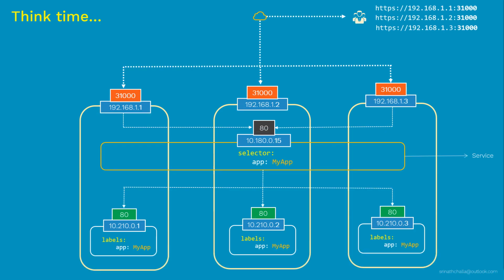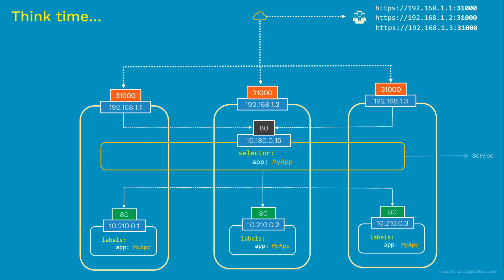Here is one of the scenarios that we saw in the node port video, where we have multiple instances of pods that are deployed on multiple nodes. In this case, it is three nodes. The problem with this setup here is, to access this app, we can use any of the public IPs of the nodes and the node port.